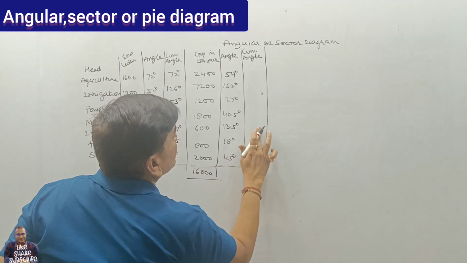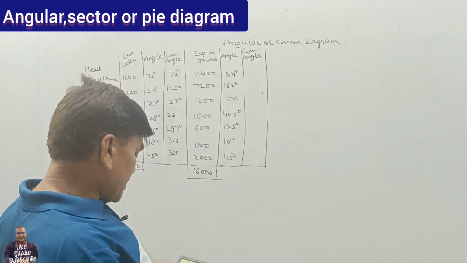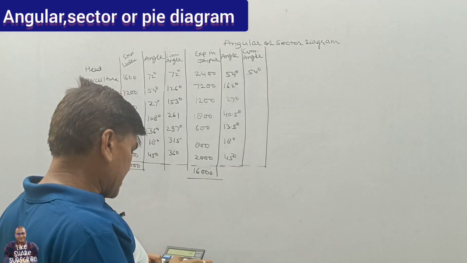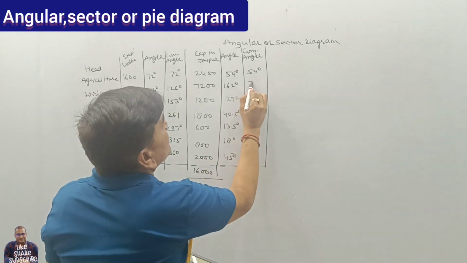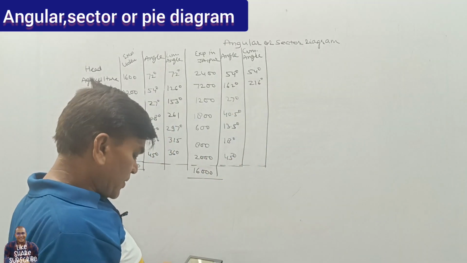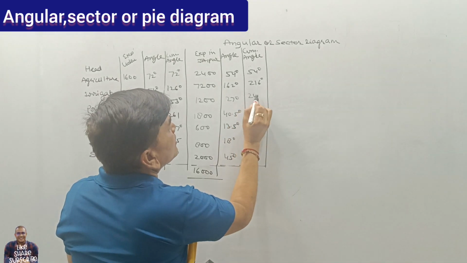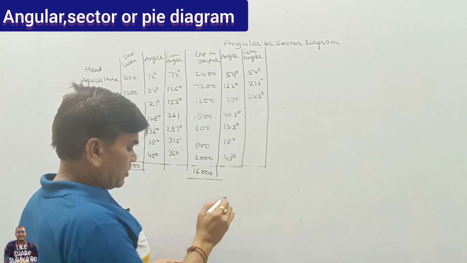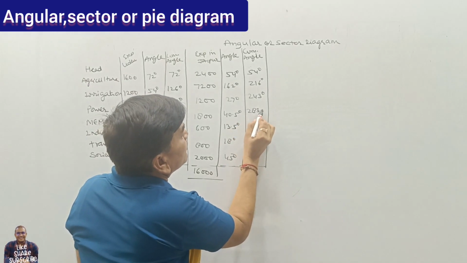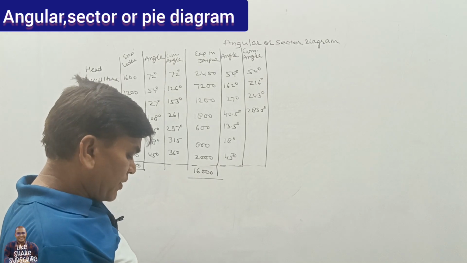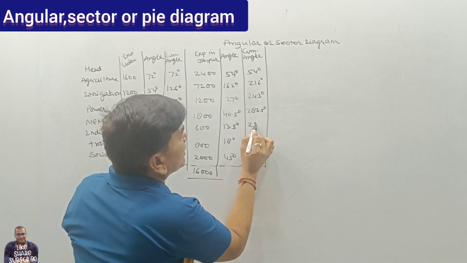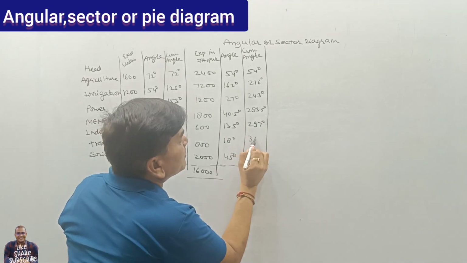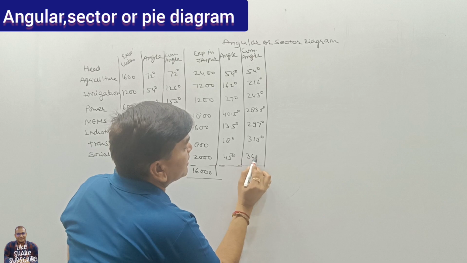So now we get it. Now the first one is 54, cumulative plus 162 is 216, plus 27 is 243, plus 40.5 is 283.5, plus 13.5 is 297 degree, plus 18 is 315 degree, and then 360 degree. Now this is correct.